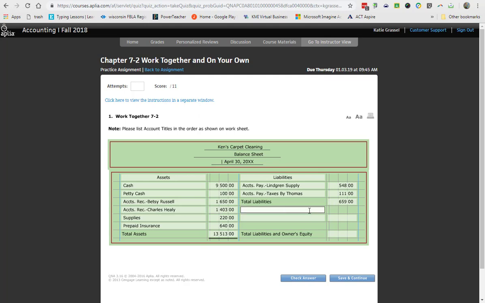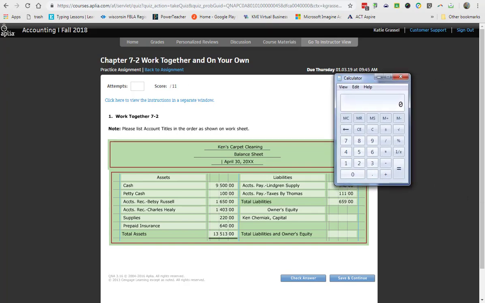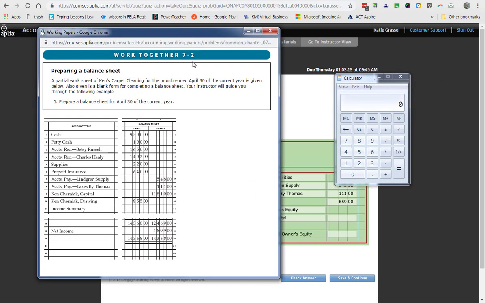Okay, now below total liabilities, I have to put in my next account classification, which is owner's equity. Now, I only have one owner's equity account, and that is going to be Ken Ternacki Capital. But do not put 11,810 there. It'll be wrong. So, this is what we want to do. If you want to spin around so you can see what I have to do. Ken Ternacki Capital right here is 11,810. So, I'm going to put that in my calculator.